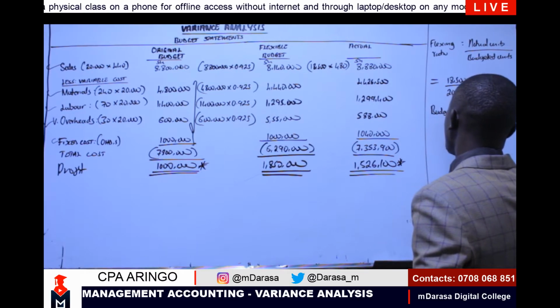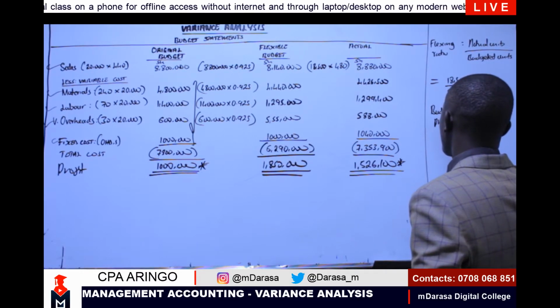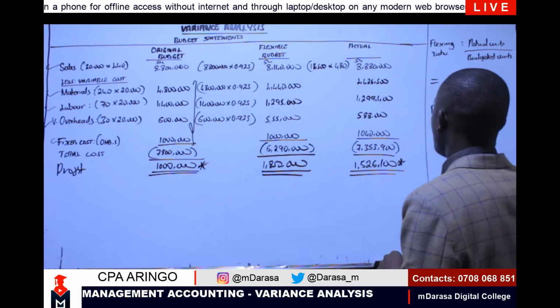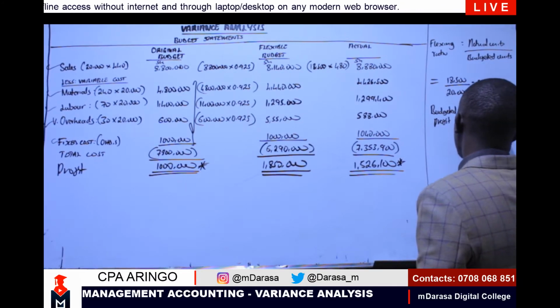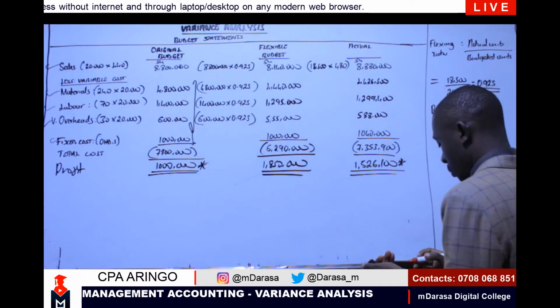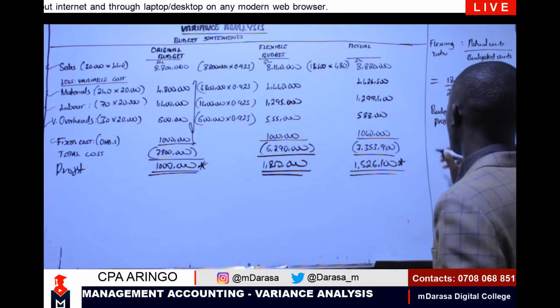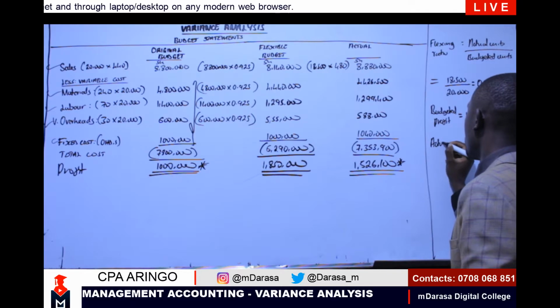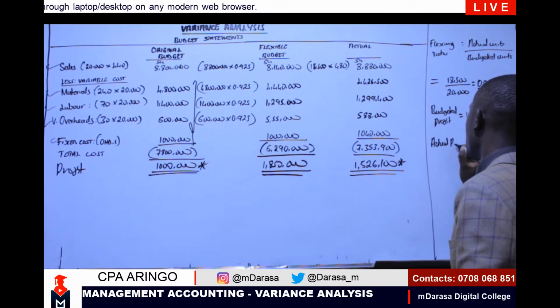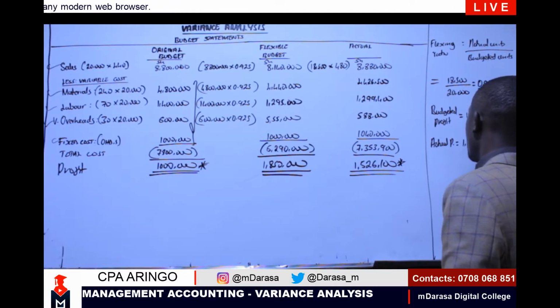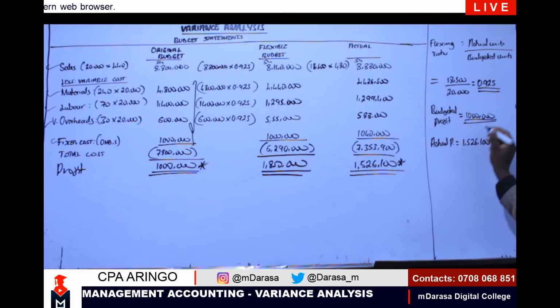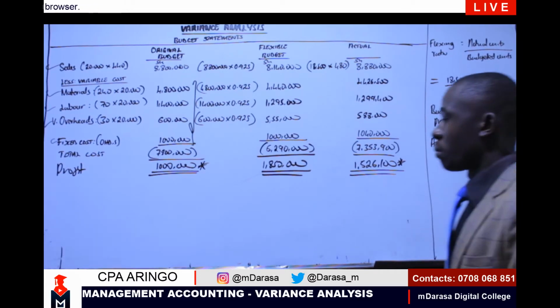Budgeted profit. We had a figure of how much? 1 million, right? We have a figure of 1 million in regard to our budgeted profit. Our actual profit here, we've determined it to be 1,526,100, right? So it's upon us to do the reconciliation of the two profits.